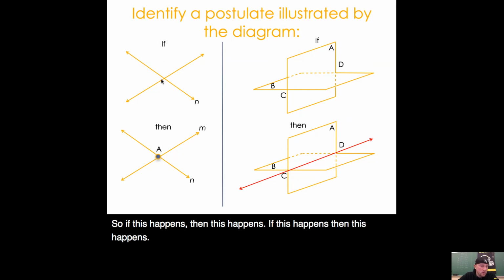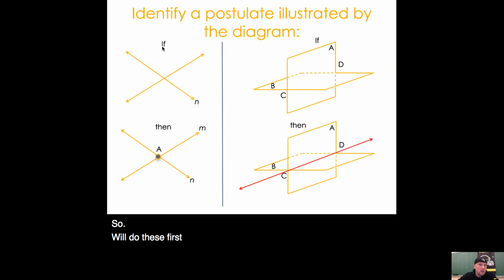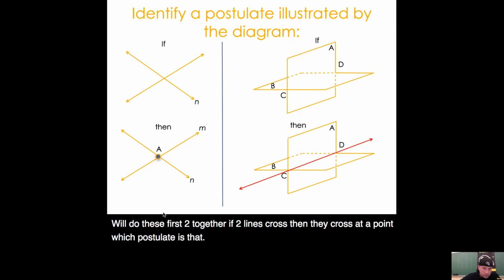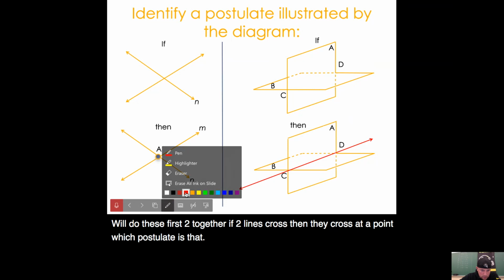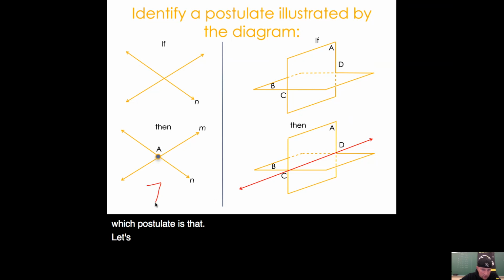So we'll do these first two together. If two lines cross, then they cross at a point. Which postulate is that? That's postulate 7. If two lines cross, then they cross at a point.